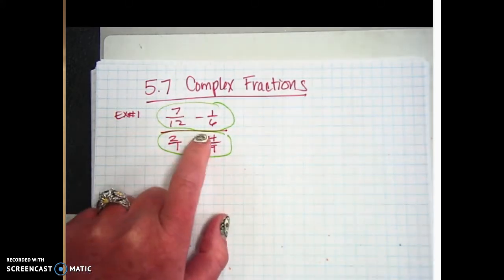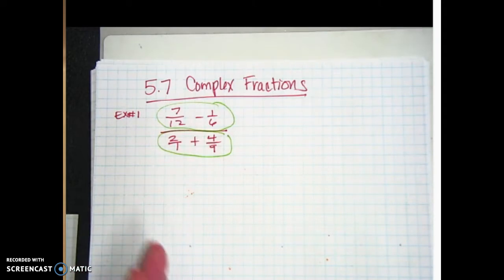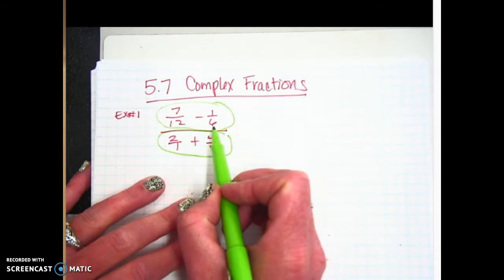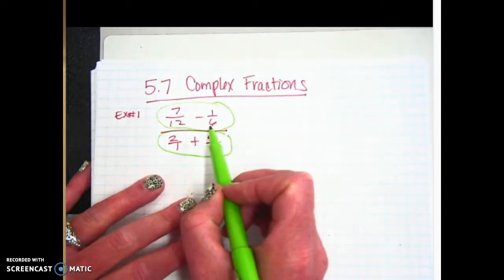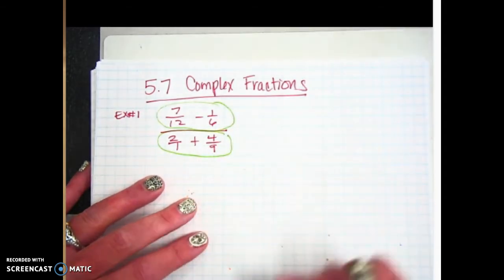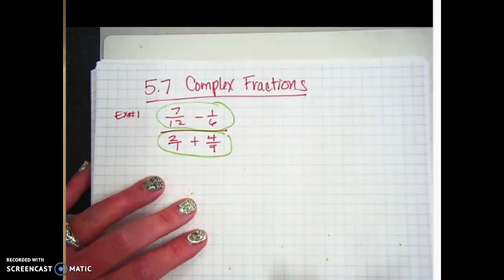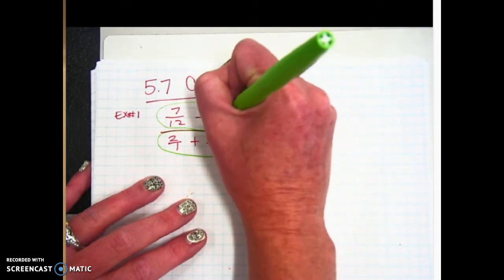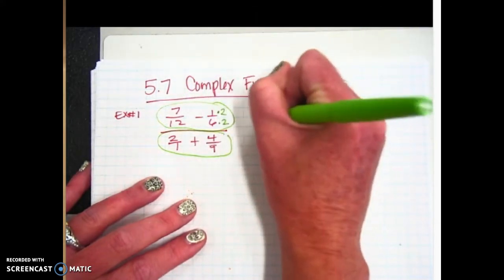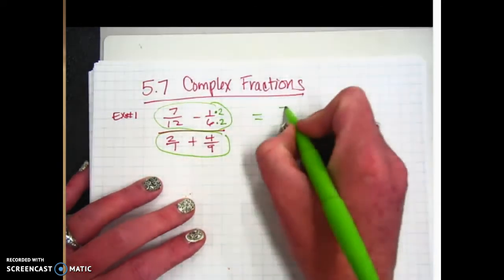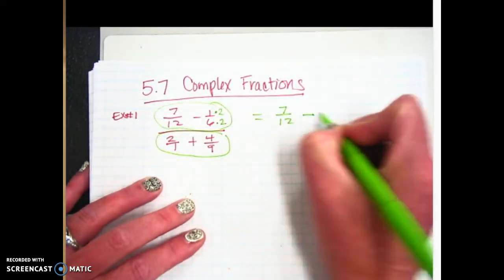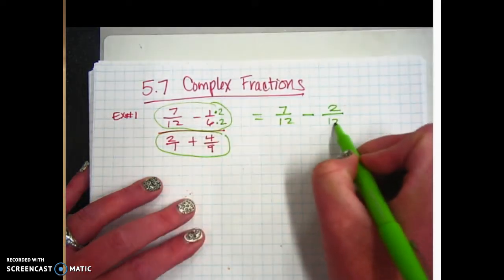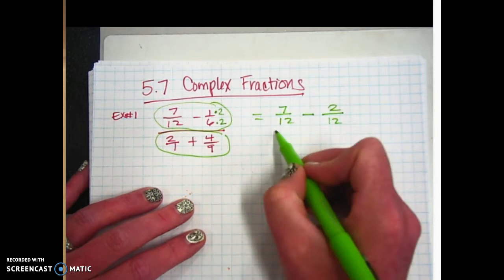Okay, so if we want to be able to subtract these, they both need to have a denominator of 12. So this one's already good, right? But we need to do something with 1/6 to get it to be a denominator of 12. What would you multiply 6 by to get to 12? 2. So I'm going to multiply the numerator by 2 and the denominator by 2. And what happens is I'm able to then say 7/12 minus 1 times 2 is 2. 6 times 2 is 12. Now we have a common denominator.